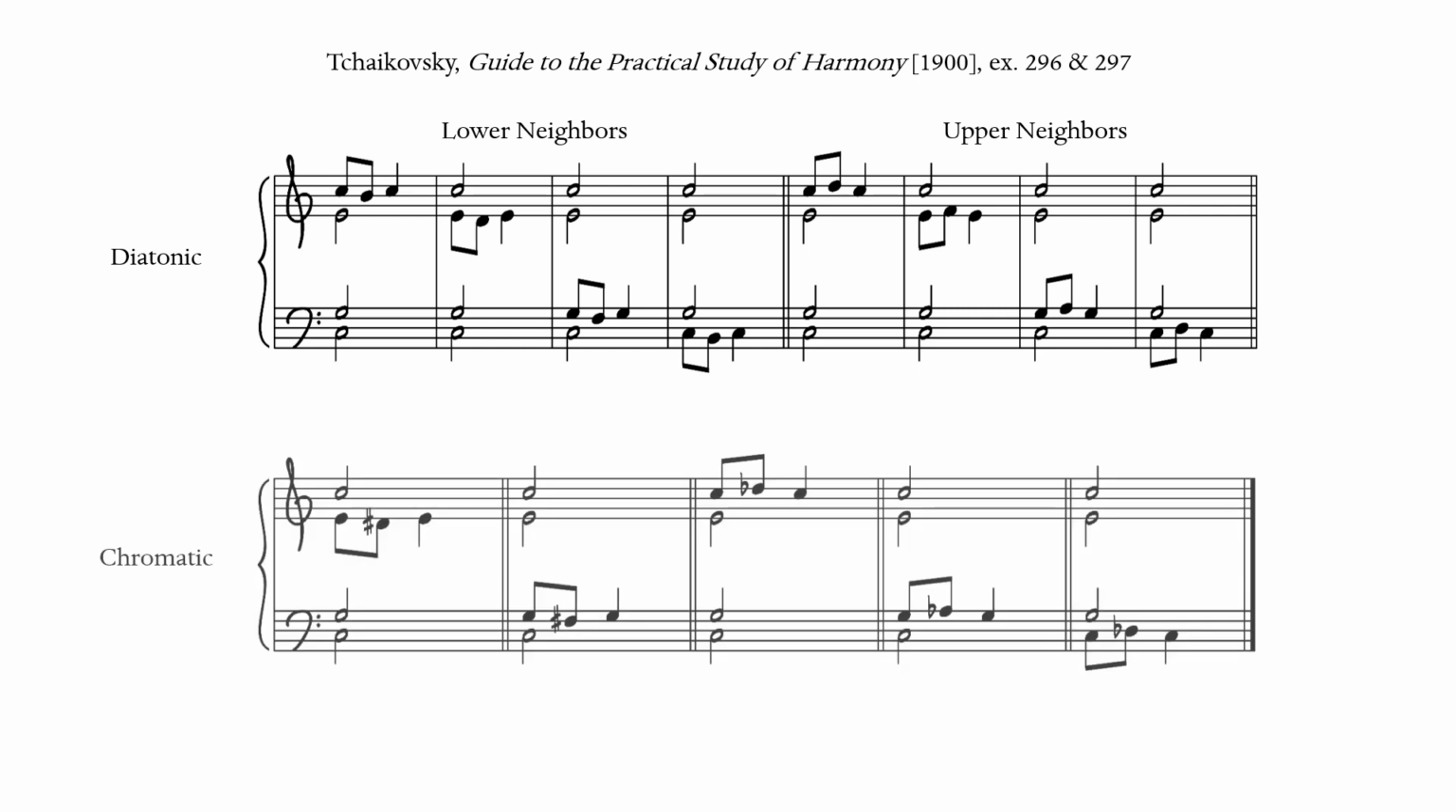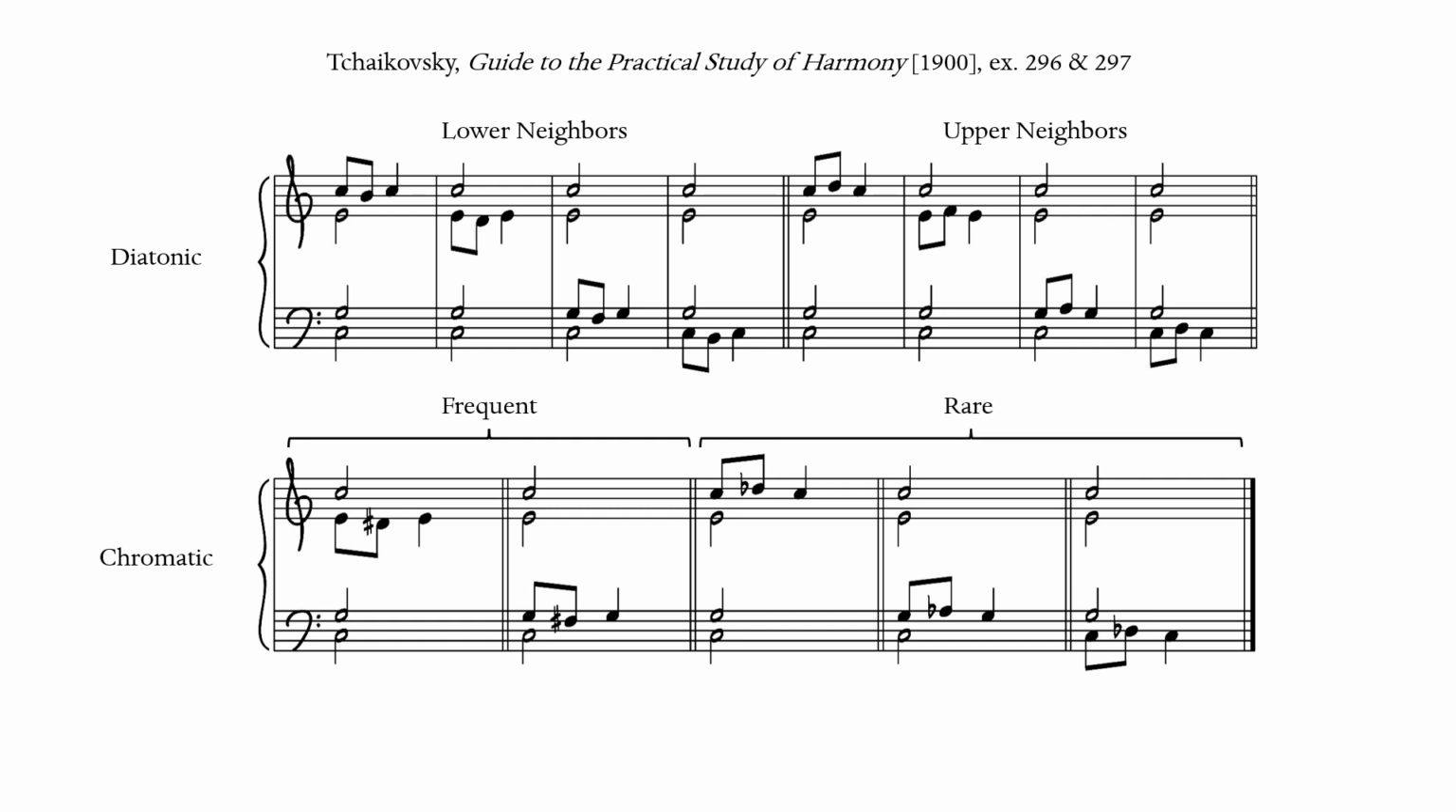In free composition, chromatic neighbors are also possible, the most frequent of which are the chromatic lower neighbors below the chordal third and the chordal fifth. It is less common to use chromatic upper neighbors, although when they are used, they stand out more to the ear.